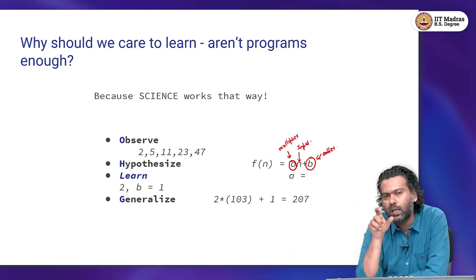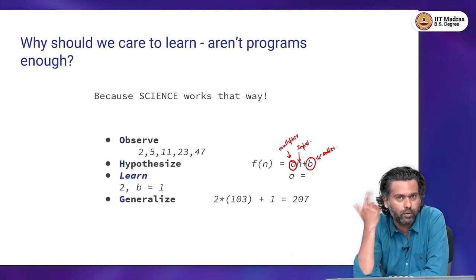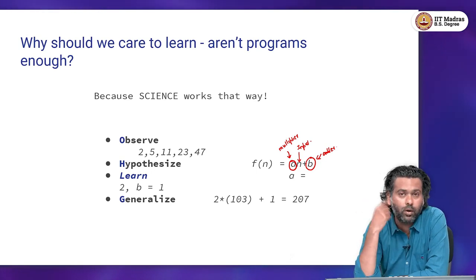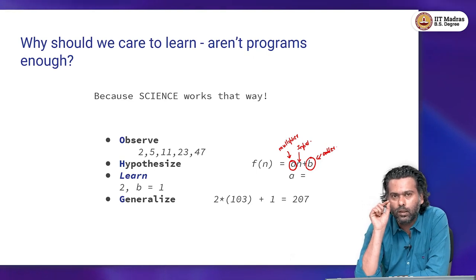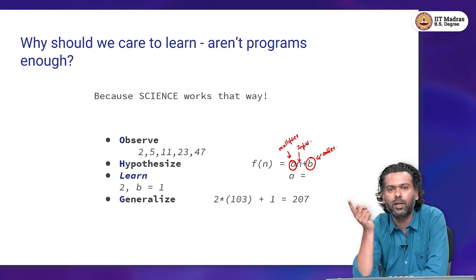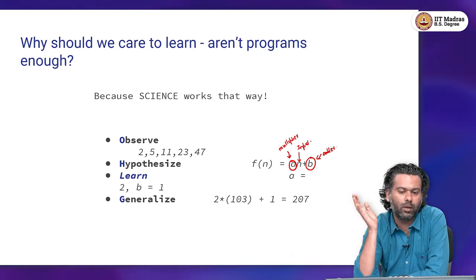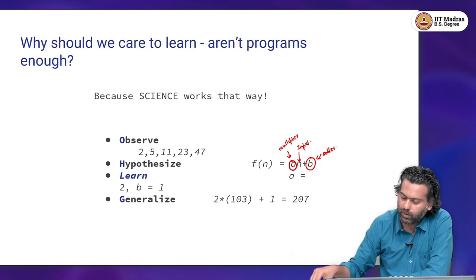Let me see if that is the relation between any two consecutive numbers. Your brain should have thought about that. You may not consciously realize this, but subconsciously this should have happened. So there is some multiplier A times n, and then some addition B, which will give me the next number. Now the question is, well, what is A and what is B?